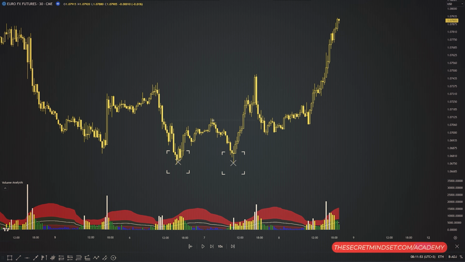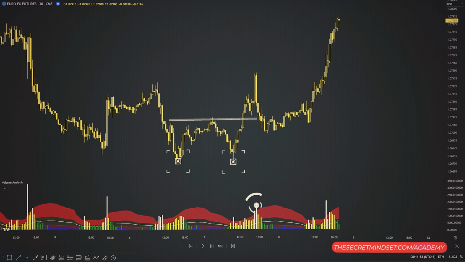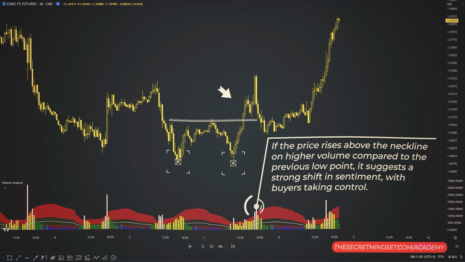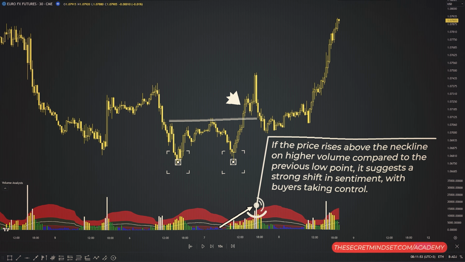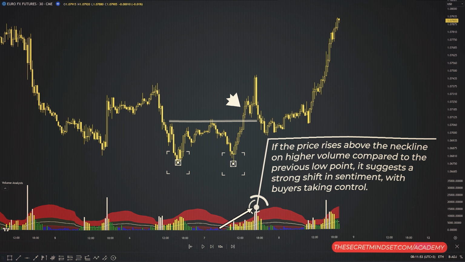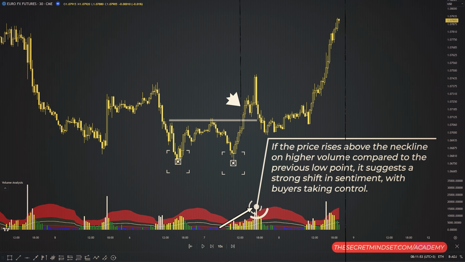The most critical phase of the double bottom pattern is when the price breaks above the neckline. Here, volume provides the confirmation you need. If the price rises above the neckline on higher volume compared to the previous low point, it suggests a strong shift in sentiment, with buyers taking control.